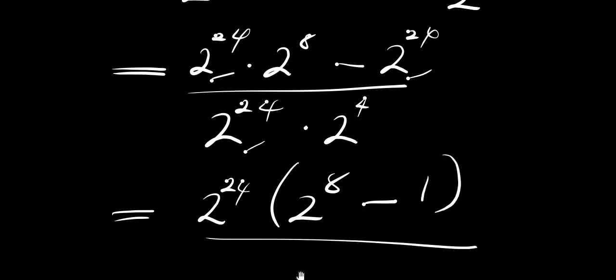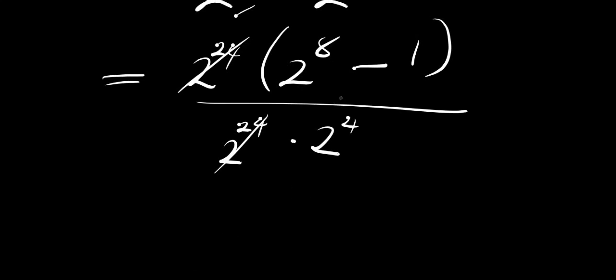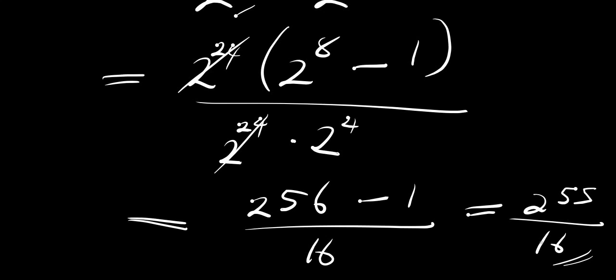And this is divided by 2 power 24 times 2 power 4. So 2 power 24 can cancel 2 power 24, right? Because it is in the numerator and also in the denominator. So what we're going to have left is simply 2 power 8 minus 1 over 2 power 4. And 2 power 8 is simply 256 minus 1 divided by 2 power 4 is simply 16. So this will give us 255 divided by 16, which is similar to what we had earlier on.